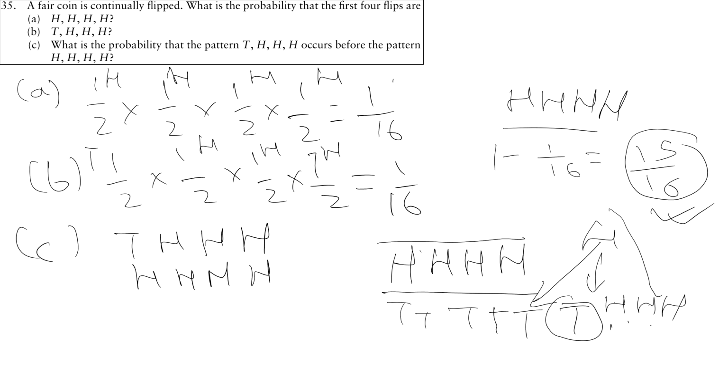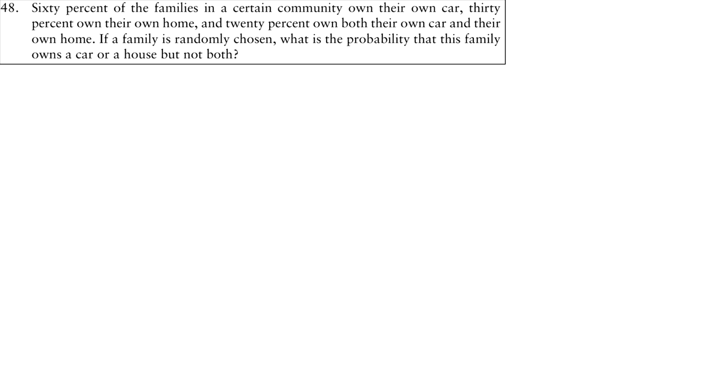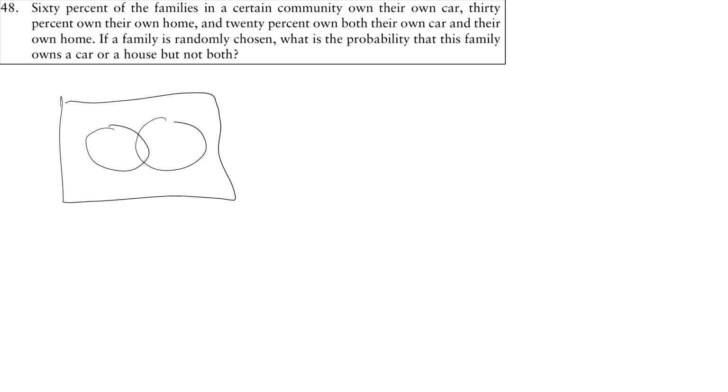Now let's go to the next part. 60% of the families in a certain community own their own car, 30% own their own home, and 20% own their own car and their own home. So basically, the probability that you own your car, the probability that you own your home, and this is both, they are owning both.